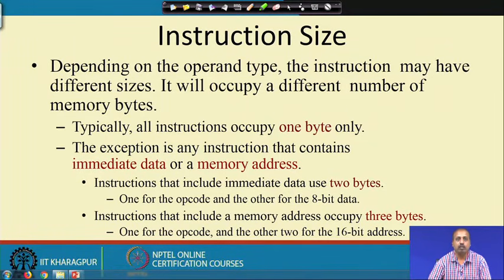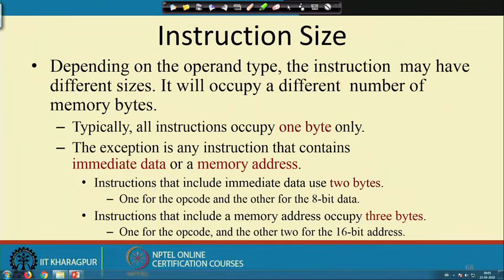Typically all instructions occupy 1 byte only, particularly for the opcode part. Every instruction has an operation code or opcode, and that opcode is generally coded as 8-bit data, as you know in a microprocessor. So, we have 256 possible opcodes that can be there. Of course, microprocessor 8085 uses much less than that, but typically the opcode part will occupy 1 byte.